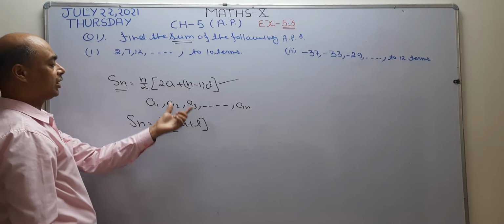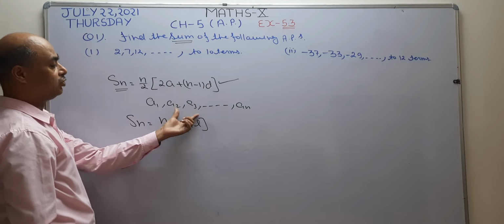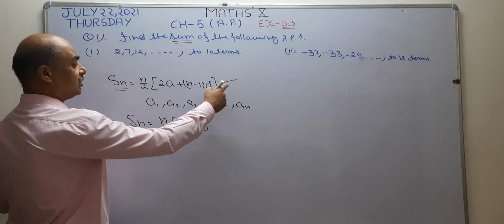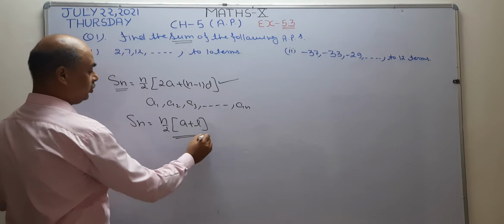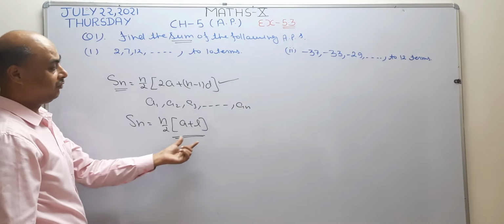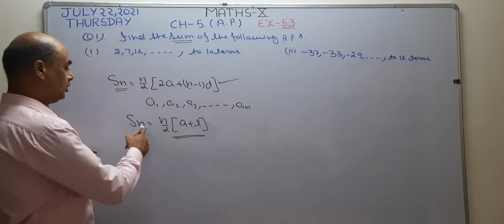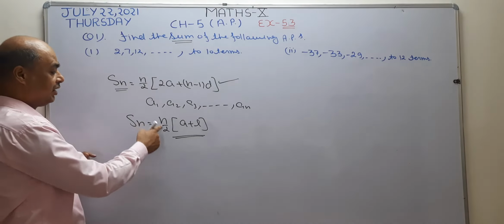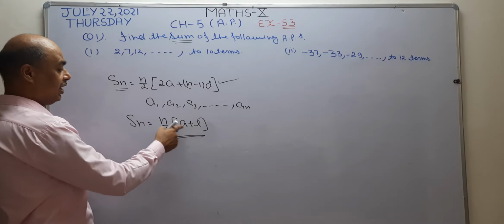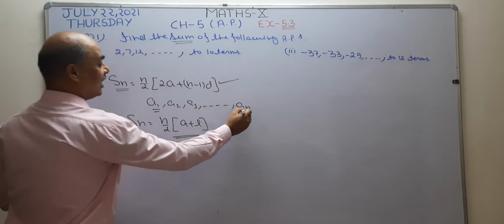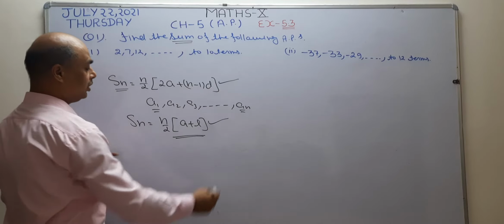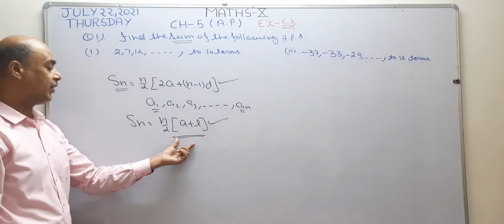This formula also can be used when the last term is given, but when the last term is not given, we cannot use this formula. When the last term of AP is given, use this formula to find the sum of n terms. The formula is n by 2, a plus l. A means first term of AP, l means last term of AP. Adding these two terms and write n by 2. In this way you get the sum of n terms.